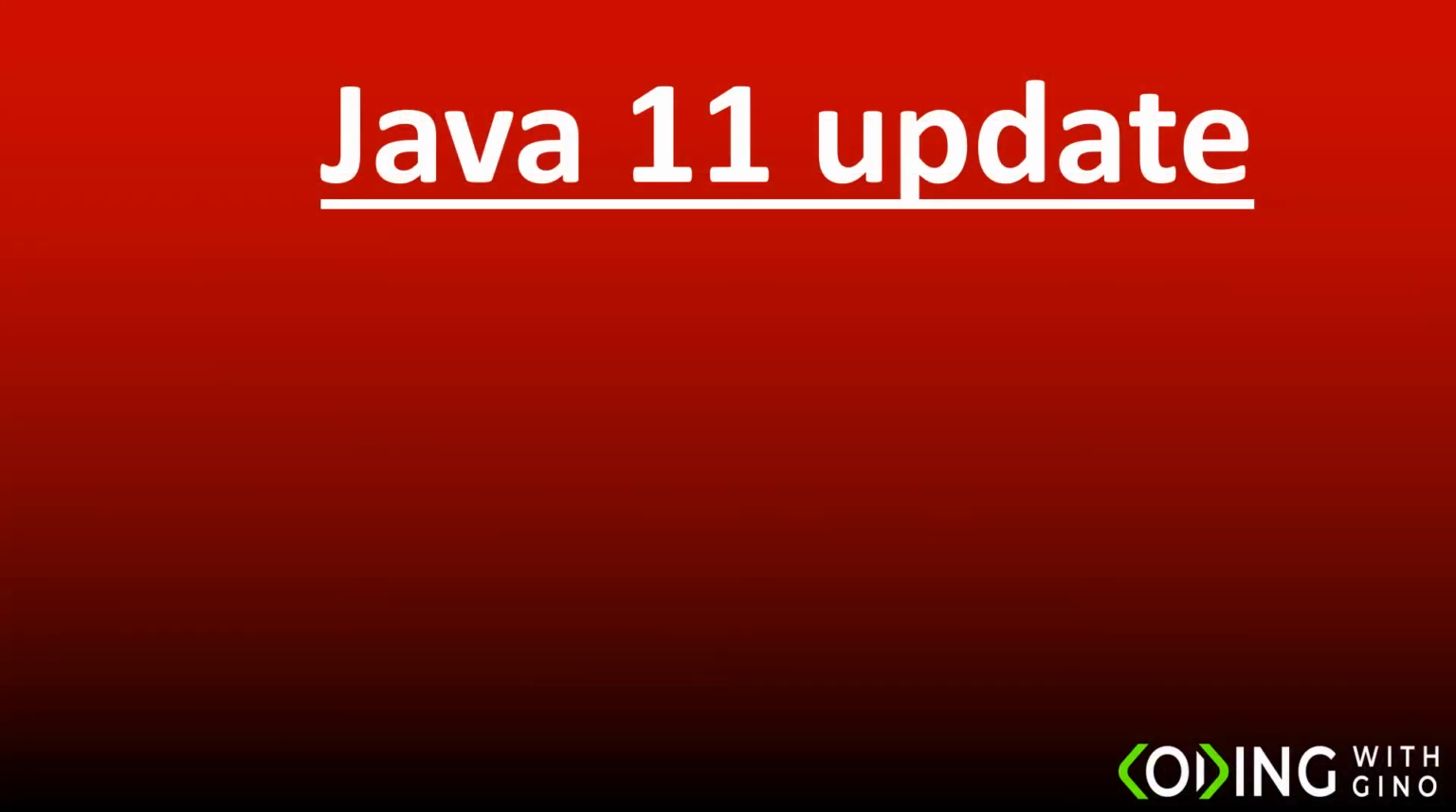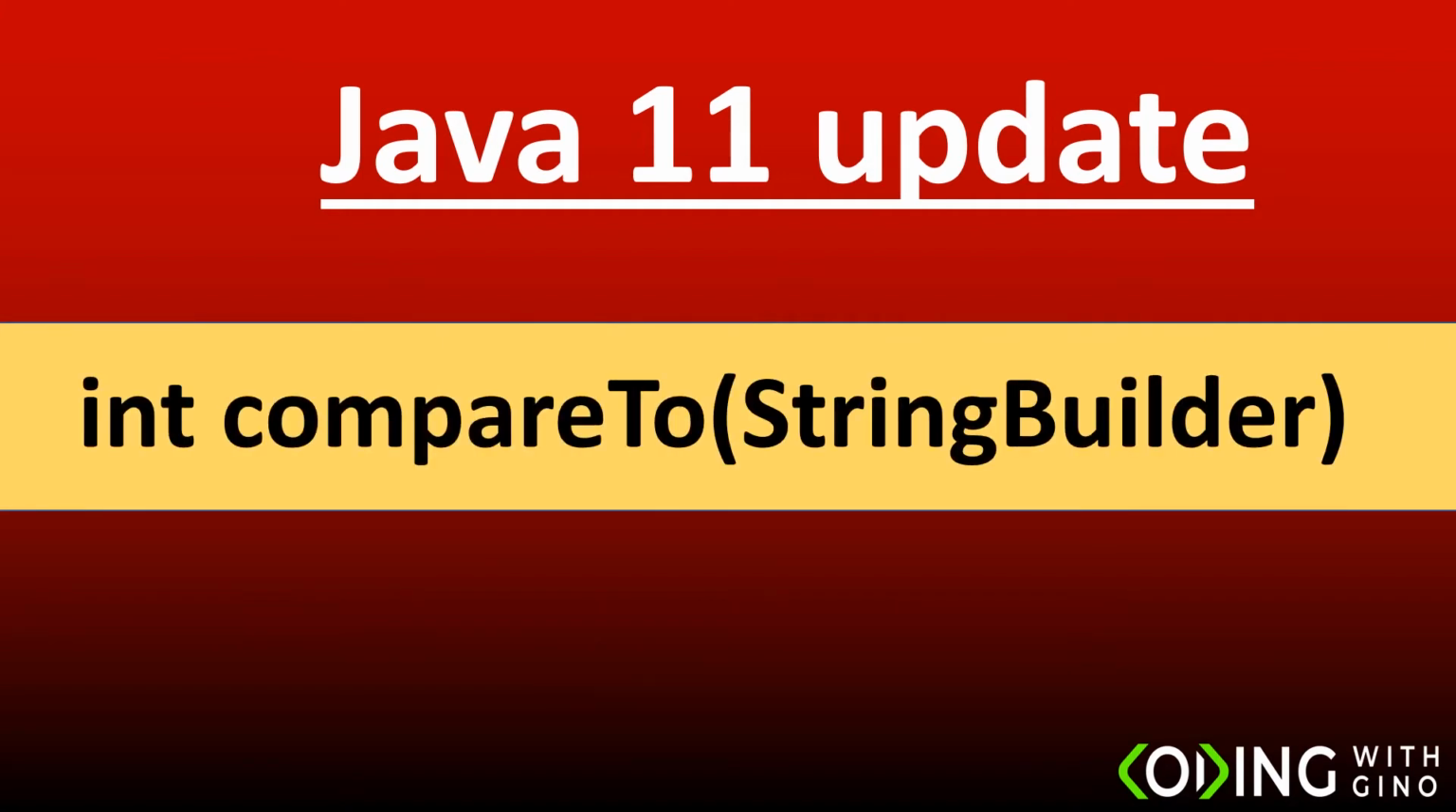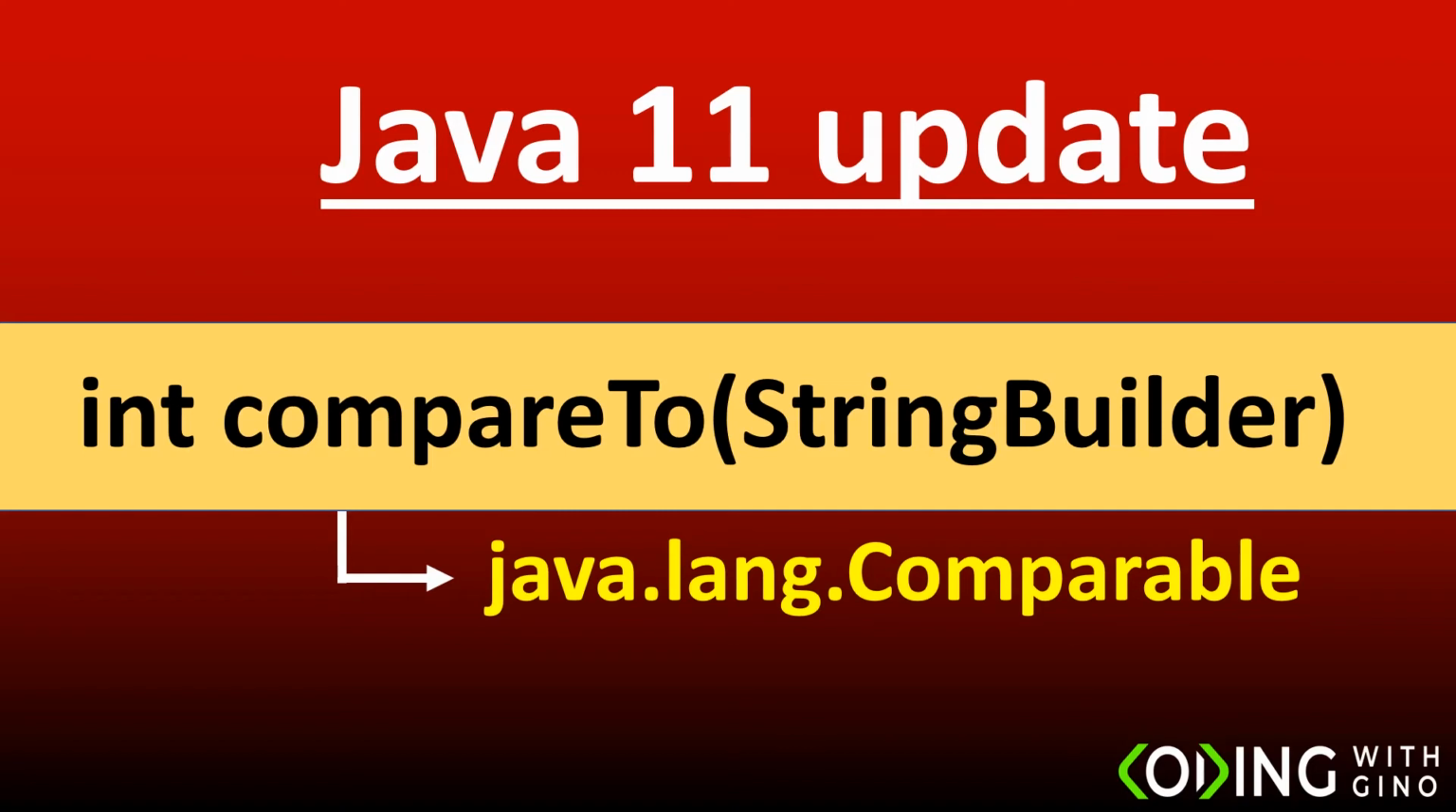With Java 11, StringBuilder has a new method called compareTo. This function is used to check whether two StringBuilder objects are equal or not. This method belongs to the comparable interface. This interface is present in the java.lang package. The compareTo function is its abstract method. Java 11 onwards, StringBuilder class implements the comparable interface. It overrides the compareTo function and has defined logic to compare StringBuilder objects based on their data.